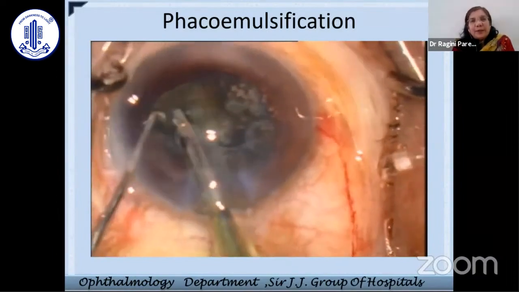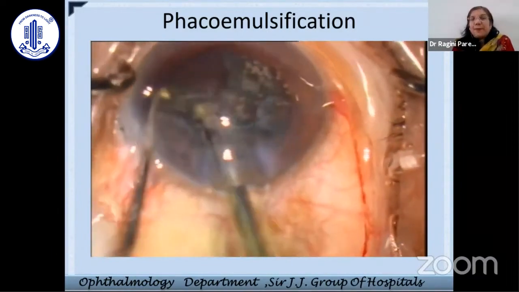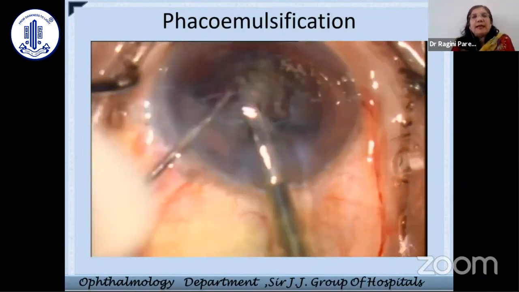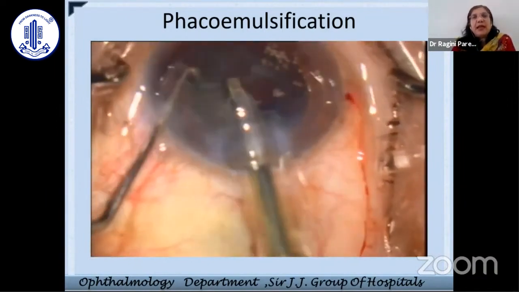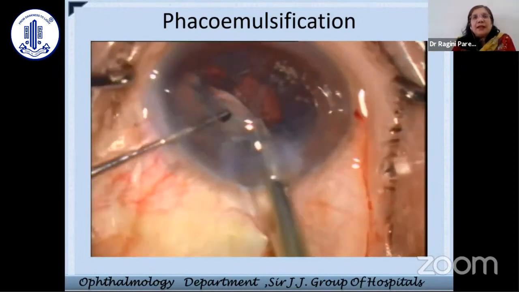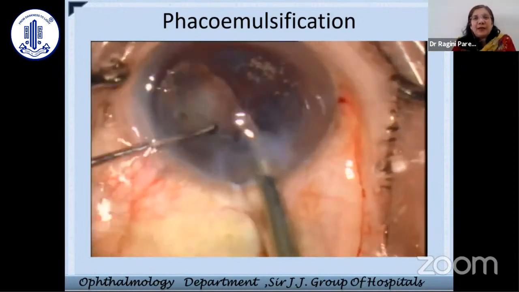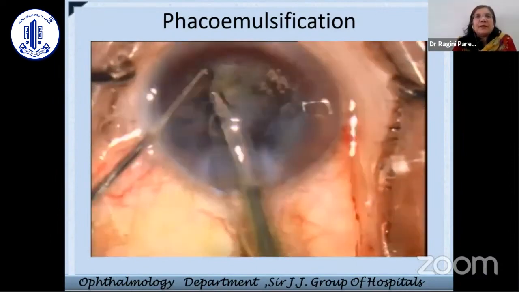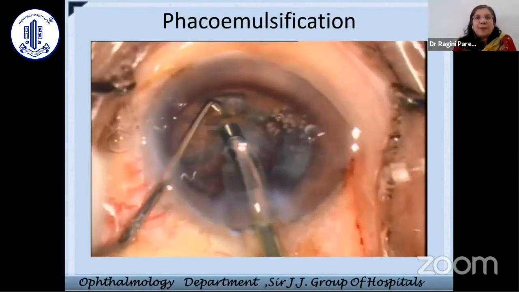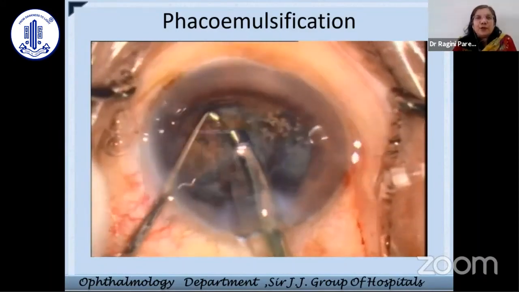And then again with the chopper and a little bit of trenching, two more pieces are made. And after that, all the pieces are emulsified. An apple cannot be eaten as a whole, and it has to be cut into small pieces. That is the purpose of phacoemulsification, as you can see over here. And the second half is then rotated, brought in front of the phaco probe, and with the trench and the chopper, it is again divided into two pieces.